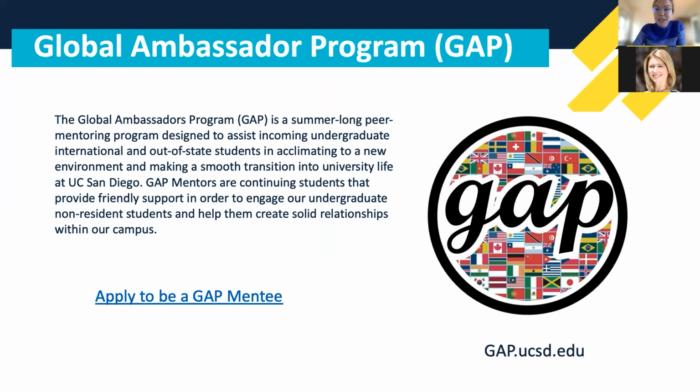In your mentee application, you can list your preference for your mentor. So maybe that's having a mentor from the same home country, maybe the same college, maybe the same major. And our program coordinators try to match our mentors and mentees to the best of their ability. But you can go to gap.ucsd.edu to sign up for the Global Ambassador program and apply to be a GAP mentee.